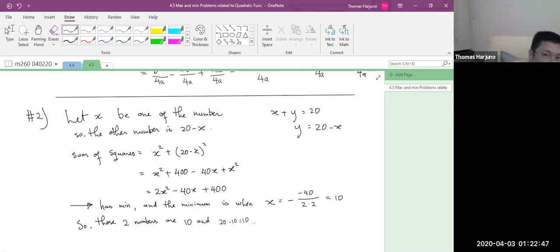Okay, notice that the question is to find the two numbers such that the sum of the squares is the smallest, the minimum. The question is not to find the smallest possible sum of squares.